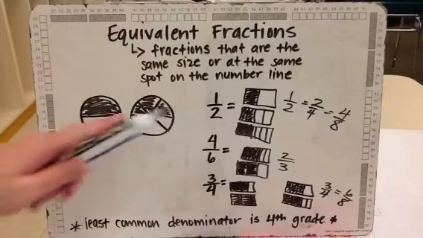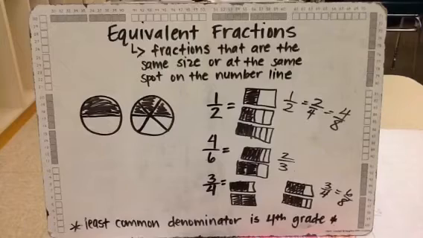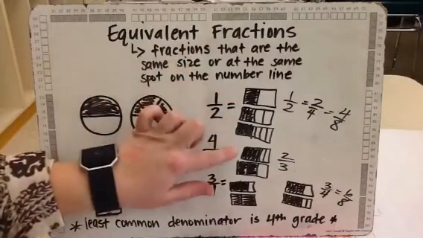So keep that in mind. If you're looking for something equivalent to halves, try fourths or eighths. If you're trying to find something equivalent to sixths, try thirds. I do want to point out a few pointers here. One of them I already told you, and that's where the wholes need to be the same size.